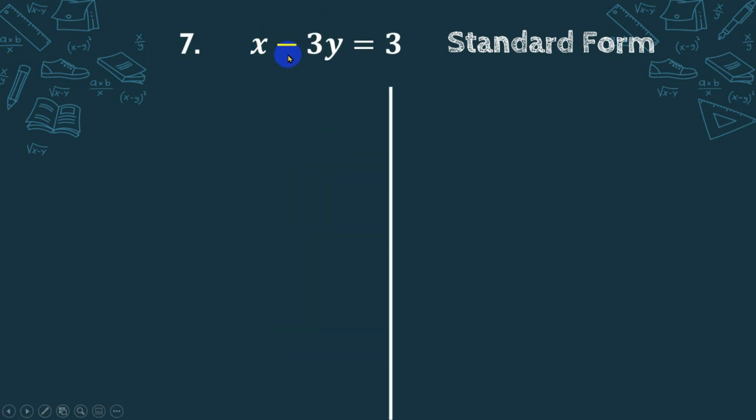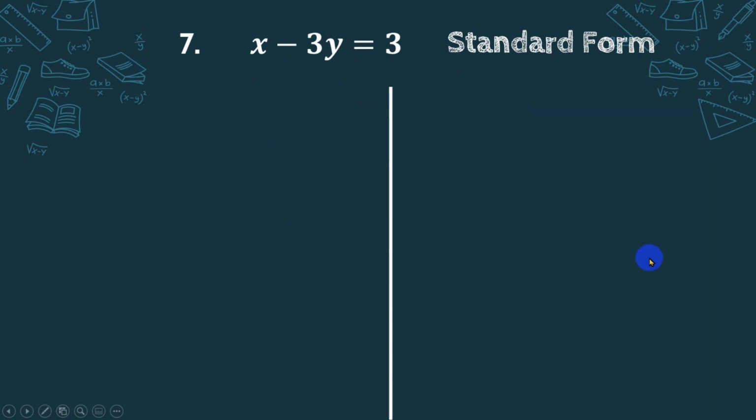Number 7, we have here x minus 3y is equals to 3. Again, it is written in the standard form and meron tayong dalawang method on how we can find the slope in this equation. Una, kailangan natin or pwede tayong magre-write into slope-intercept form para makita natin kung ano ang magiging numerical coefficient ng x.